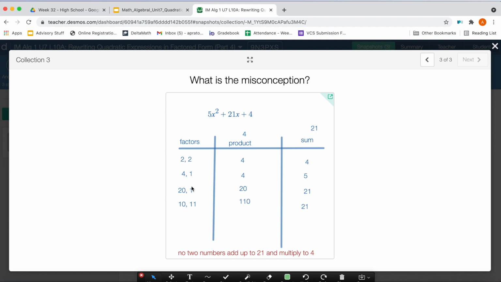And then when they started trying to find sums of 21, they can't get a product of 4. So they're working in this really inefficient way. And then they come to the conclusion that no 2 numbers add up to 21 and multiply to 4. So they just don't know what to do, right? And that could very well happen. They may not show their work this way, but you can try to find someone who is clearly thinking in this way and forgetting about the first term. And that's a conversation and a discussion you can have with students.